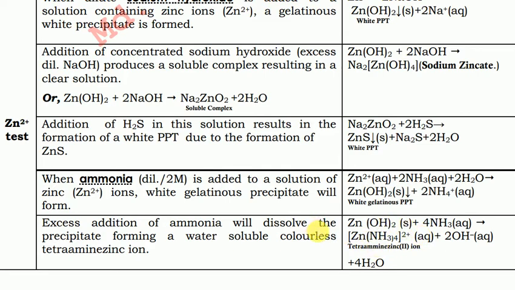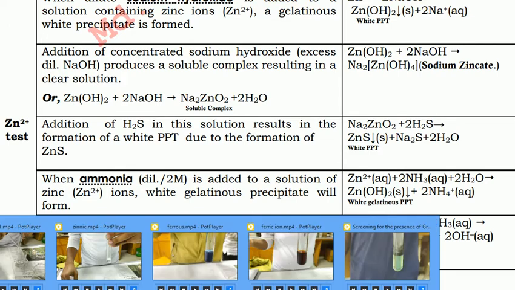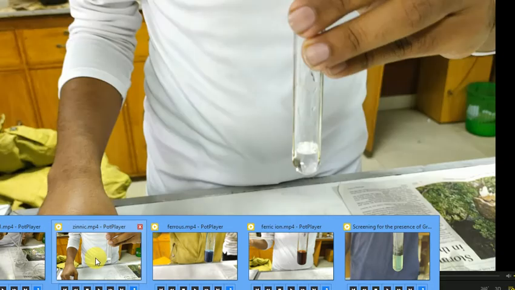Let me clarify the topic. Second, we have to take 2 ml sample solution in a test tube. Then we add ammonium hydroxide to that solution. This will produce a white gelatinous PPT. Then we add excess ammonium hydroxide. This excess ammonium hydroxide will cause solubilization of the PPT, forming a soluble complex known as tetraamine zinc ion. Now let's have a look at how the presence of zinc ion is confirmed in the laboratory.